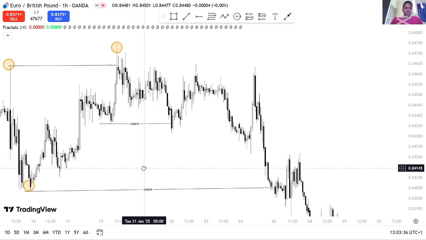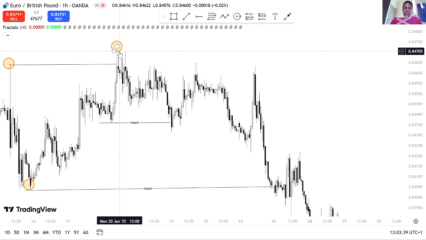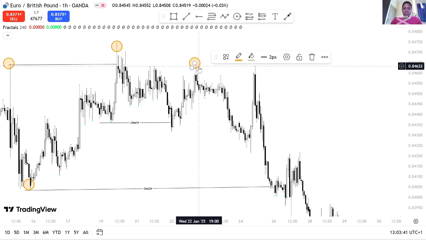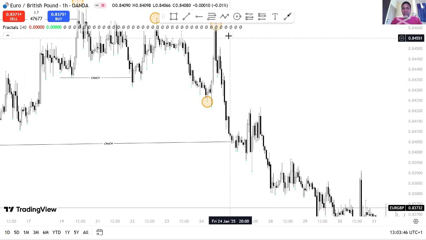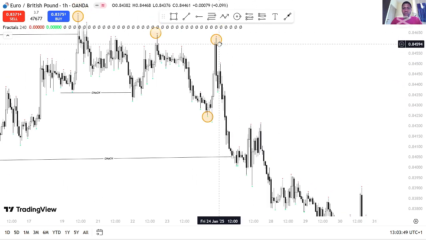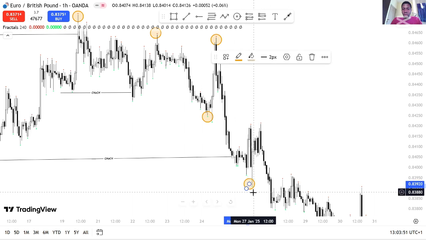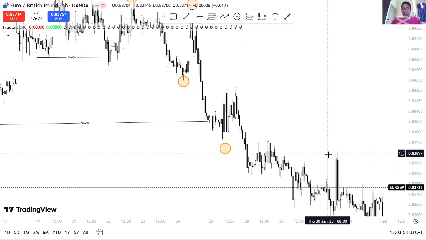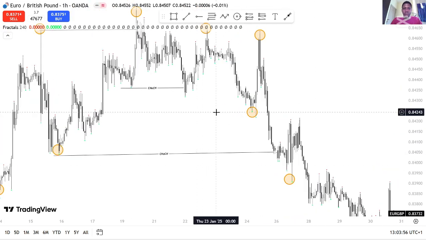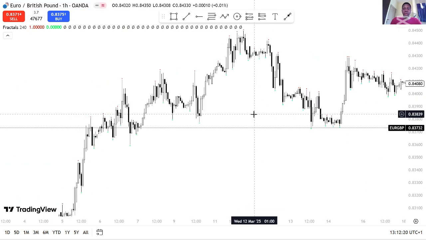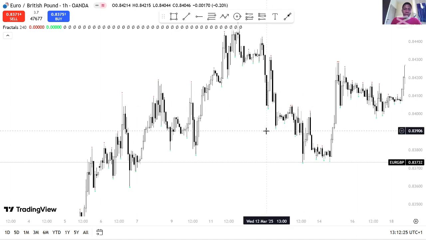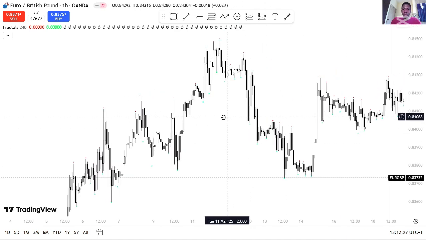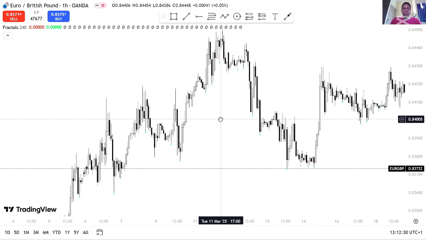So let's mark our structure on the downtrend. This is going to be our lower high, our lower low, our lower high, our lower low. Like that: lower high, lower low, lower high. It's that easy. I hope you're starting to see the importance of being able to mark structure, because if you're able to mark structure, you can know when trend shifts or trend reversals happen, so that you know when to start buying and when to start selling.